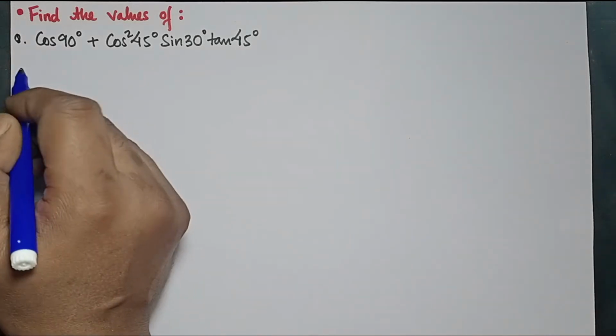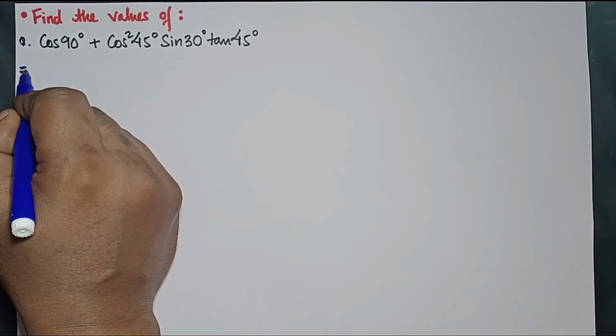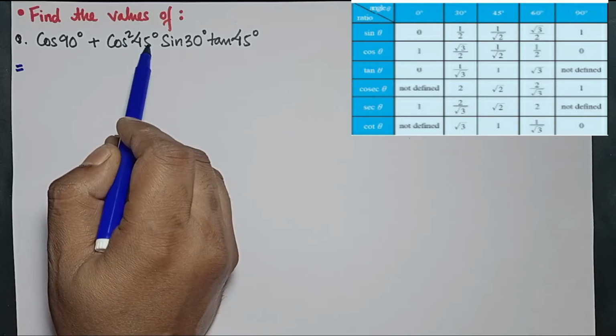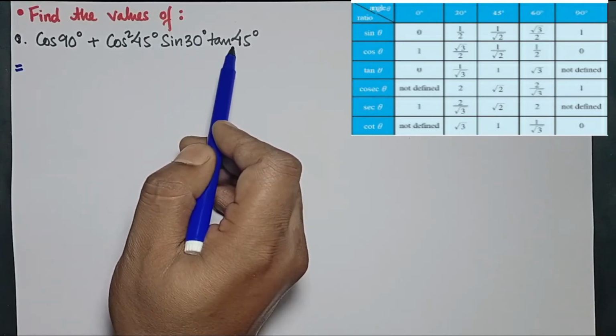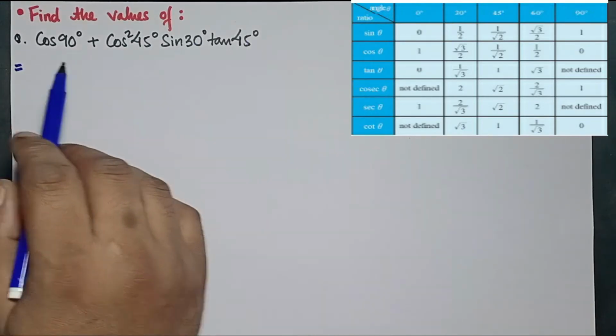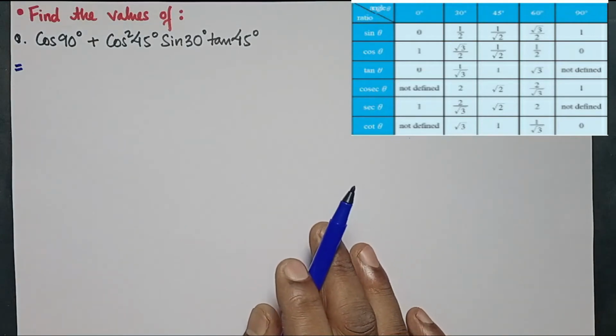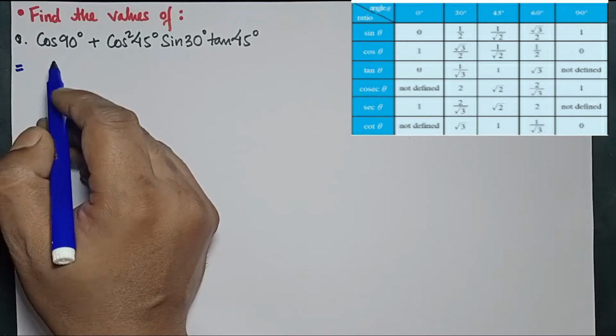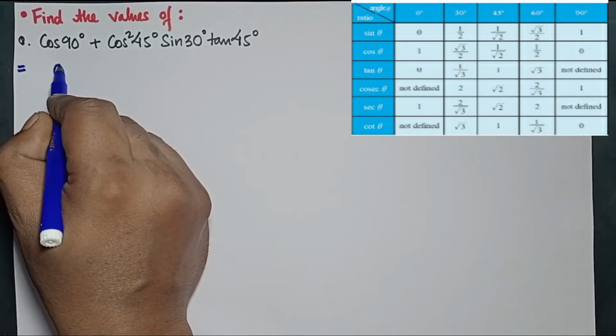Let's see. The question we have is cos 90 degree plus cos square 45 degree sine 30 degree tan 45 degree. You just have to put the values. As you know, what is the value of cos 90? The value of cos 90 is 0.